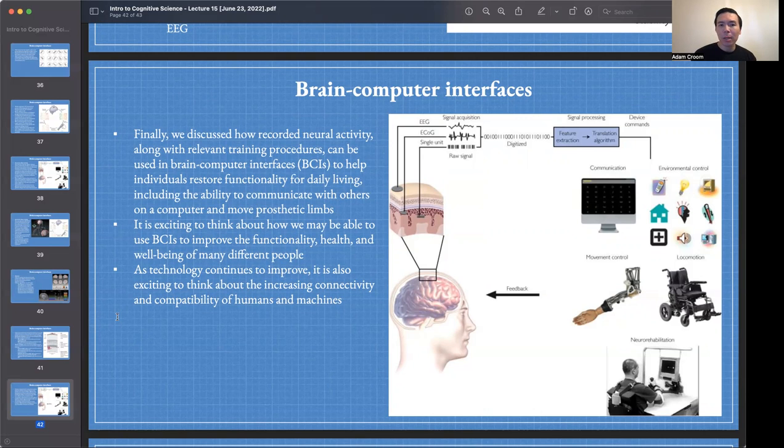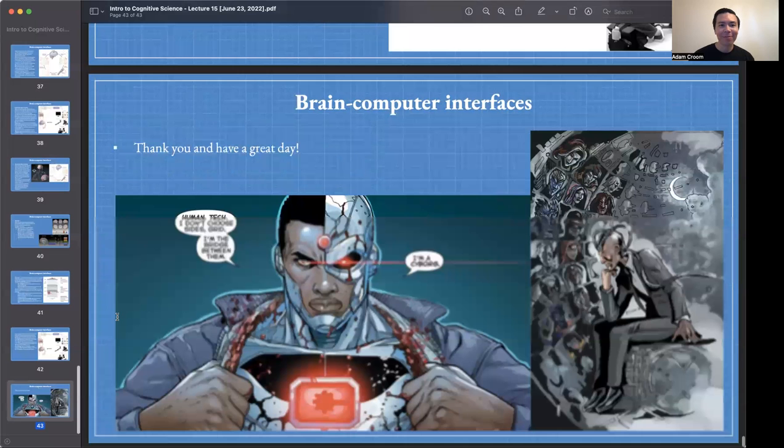As technology continues to improve, it is also exciting to think about the increasing connectivity and compatibility of humans and machines.